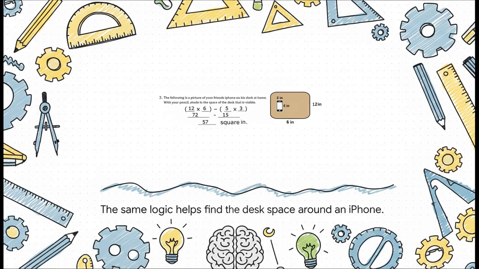And this logic, it applies everywhere. It's so useful. The worksheet even uses a more modern example, finding the visible desk space around an iPhone. It's the exact same principle. Just find the area of the desk, subtract the area of the phone, and you're done.